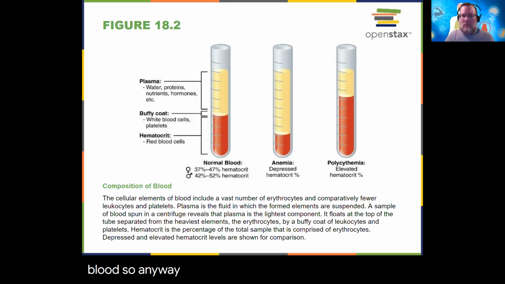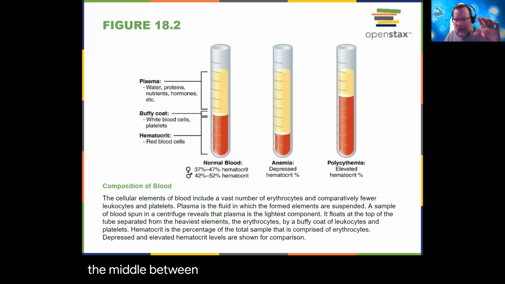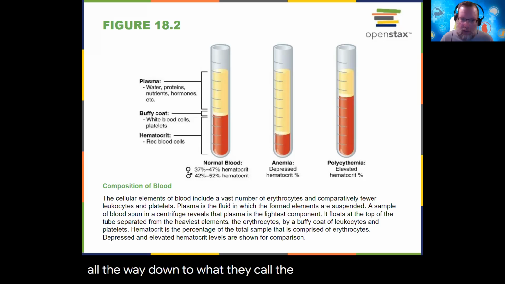So anyway, plasma, 55% primarily made of water. And then we're going to see what's called a buffy coat, kind of in the middle between the plasma and then that bottom red portion. So we're going to skip the buffy coat for now. We're going to come back to it in just a second. We're going to go all the way down to what they call the hematocrit, or the packed cell volume. So hematocrit's primarily going to be made up of red blood cells.